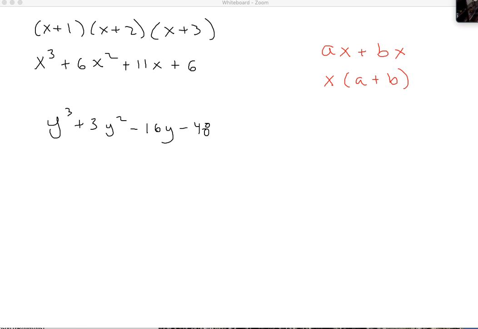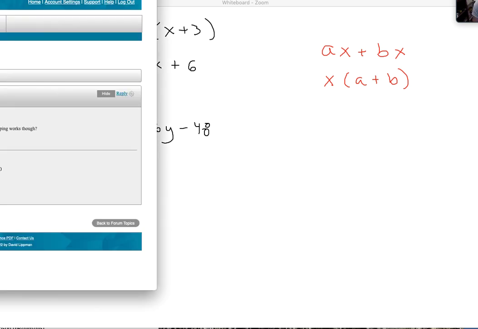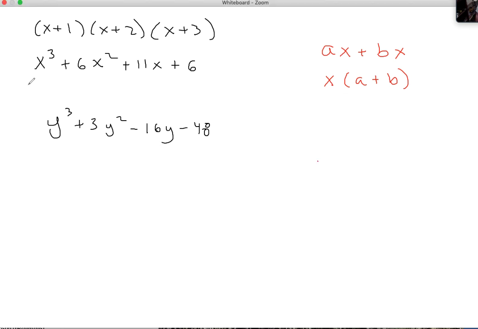Good morning, Sabrina. So your question was, you can factor by grouping, but you just want a little more explanation on why it works. So let me start with when it doesn't work, which is like most of the time.